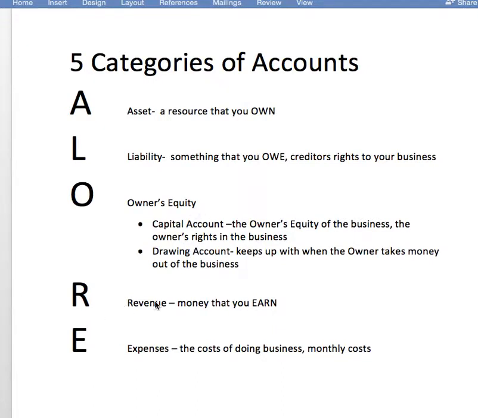R stands for revenue. Revenue accounts represent money that you earn. E are expense accounts, the cost of doing business, monthly cost.